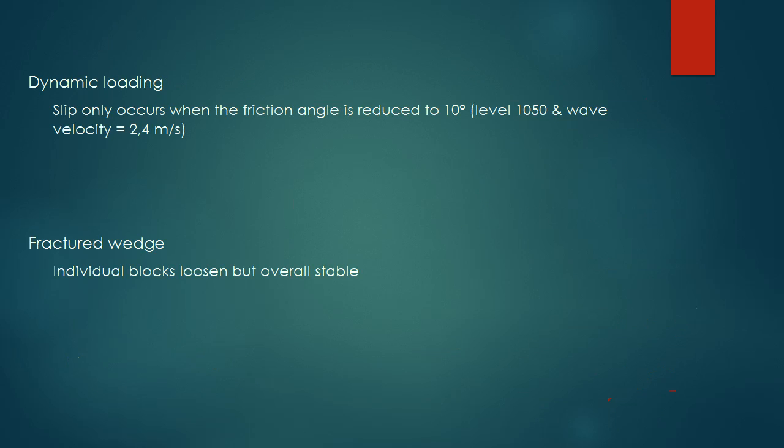In the dynamic loading, a wedge slip only occurred when the friction angle was reduced to 10 degrees. This was for the level 1050 stress level, and the wave had a velocity of 2.4 meters per second compared to the original 1.2 meters per second. When analyzing the fractured wedge, it was observed that only individual small blocks loosened, but the overall wedge stability was still fine.